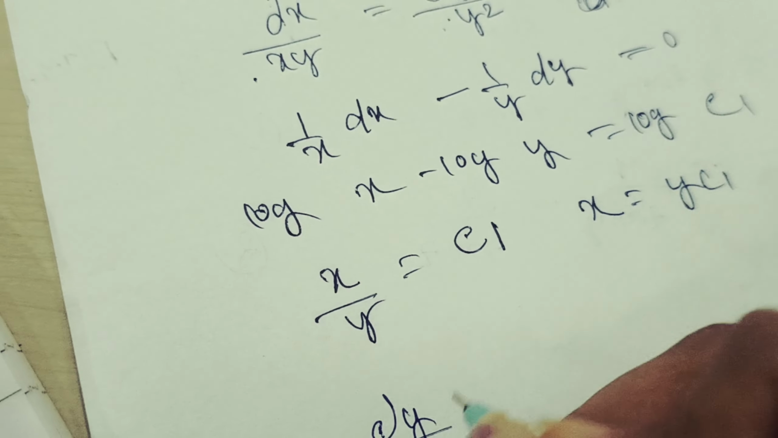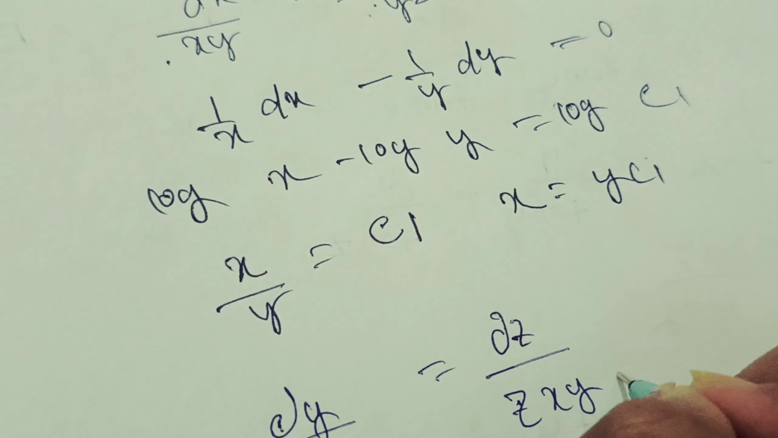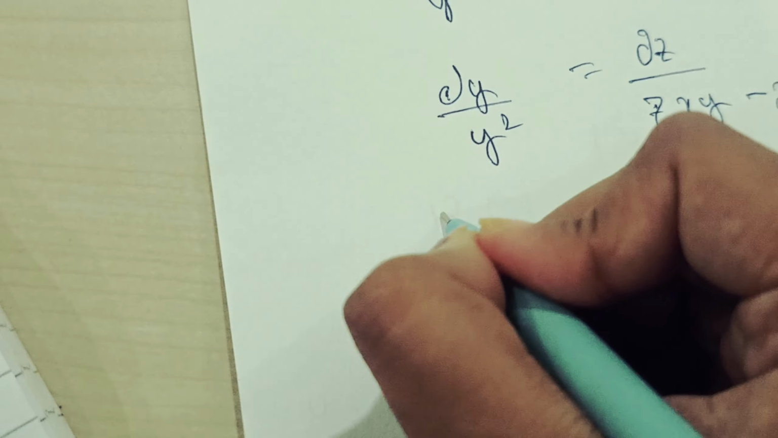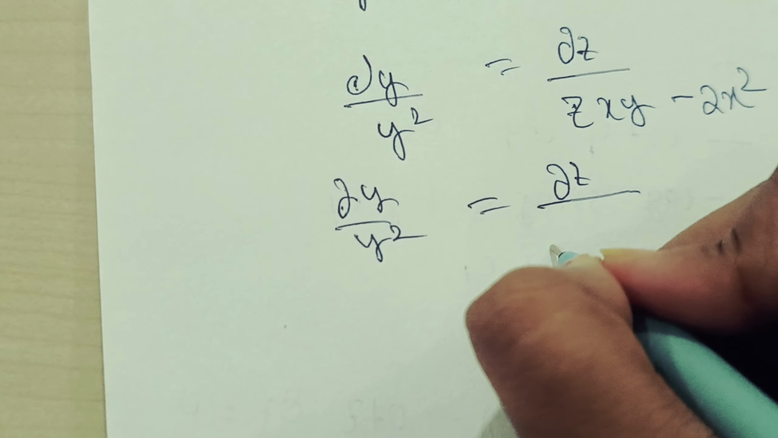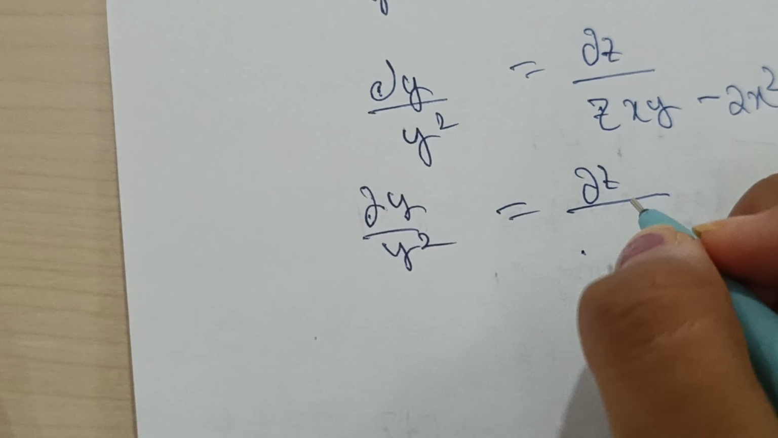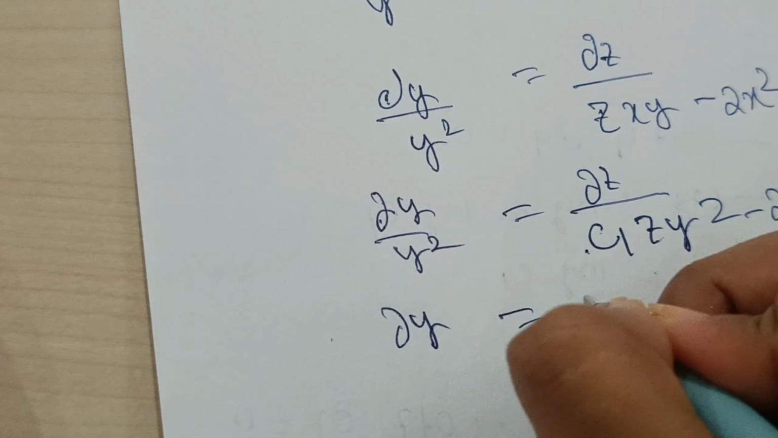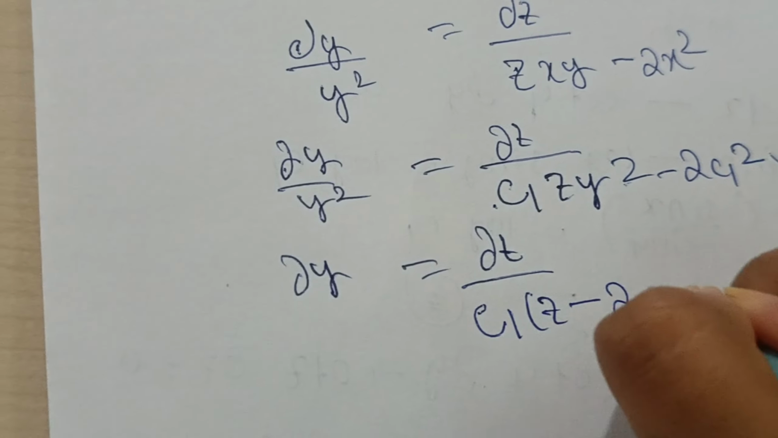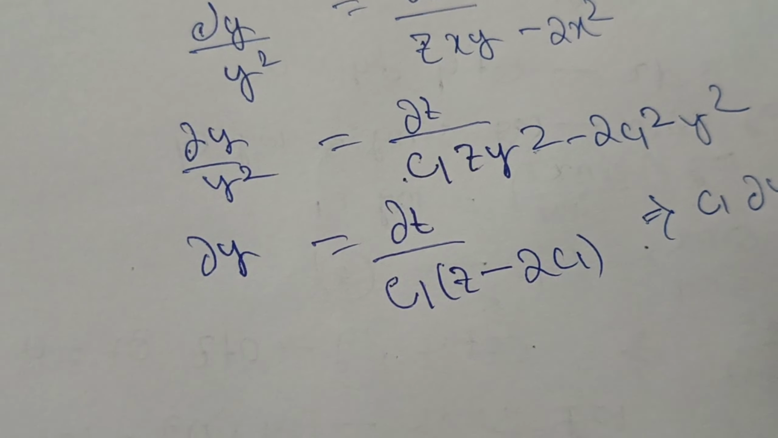Then next, the last two equations: del y by y square equals del z by zxy minus 2x square. Now solve this. Putting x equal to c1 y, then del y by y square equals del z by c1 z y square minus 2 c1 square y square. So del y equals del z, y square will be common, then this will cancel. c1 z minus 2 c1, which equals c1 del y equals del z by z minus 2 c1.